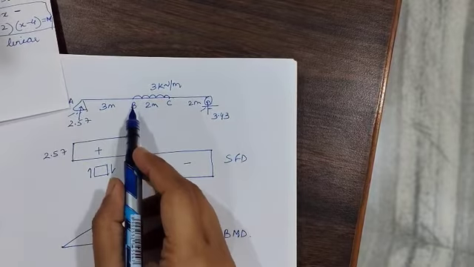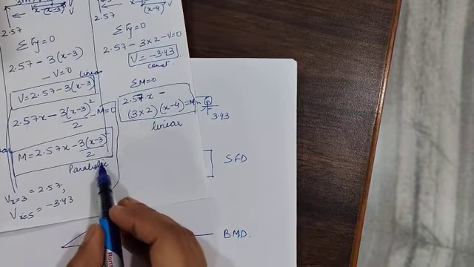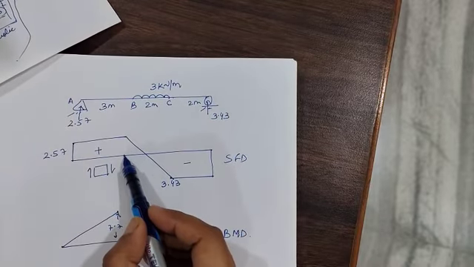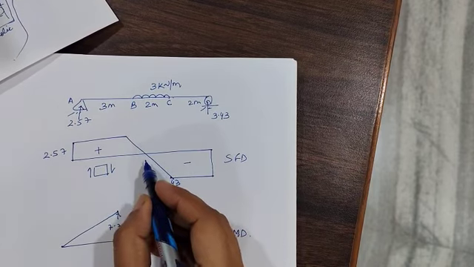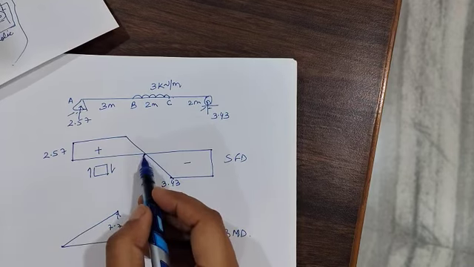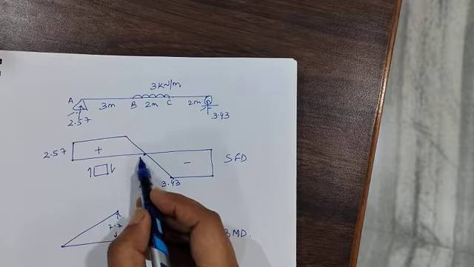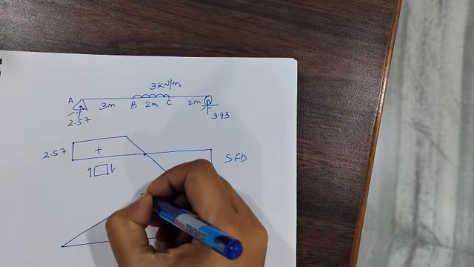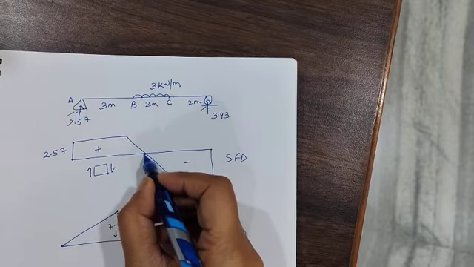Now, we know that from B to C, the variation is parabolic. We will get the value of bending moment at the start of the section and at the end of the section. Along with that, we will have to find out this point. Why is this point important? Because over here the shear force is 0, so this will be the point where the bending moment will experience a maximum value. So how can we get this point?